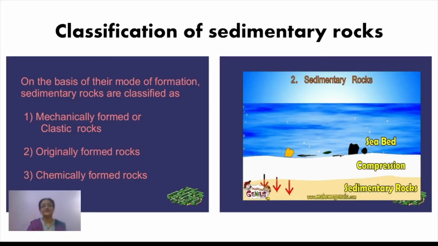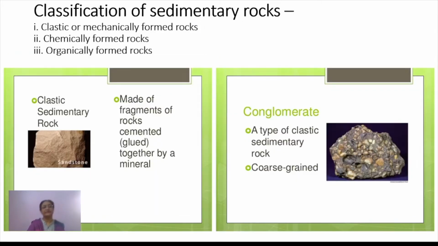Now the next classification of sedimentary rocks is on the basis of their mode of formation. According to that, we can say that sedimentary rocks are basically of three types. Number one is mechanically formed or clastic rocks. Number two is organically formed sedimentary rocks, and number three is chemically formed sedimentary rocks. Now let's talk about all these one by one.